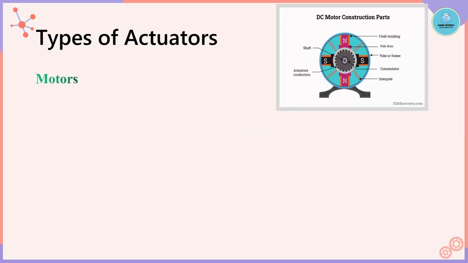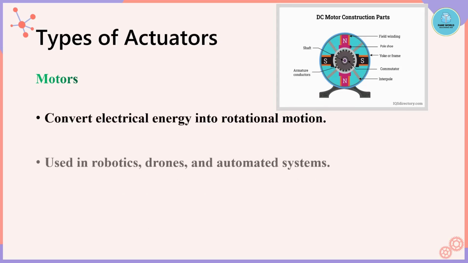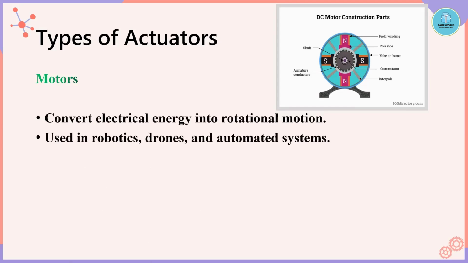First one is the motor. You can see one DC motor, and I have put a construction image of a DC motor here. Simply, it converts electrical energy into rotational motion, and it is used in robotics, drones, and automated systems. There are many types of DC motors, and the key components in a DC motor are stator, rotor, commutator for a brushed DC motor, and winding also.